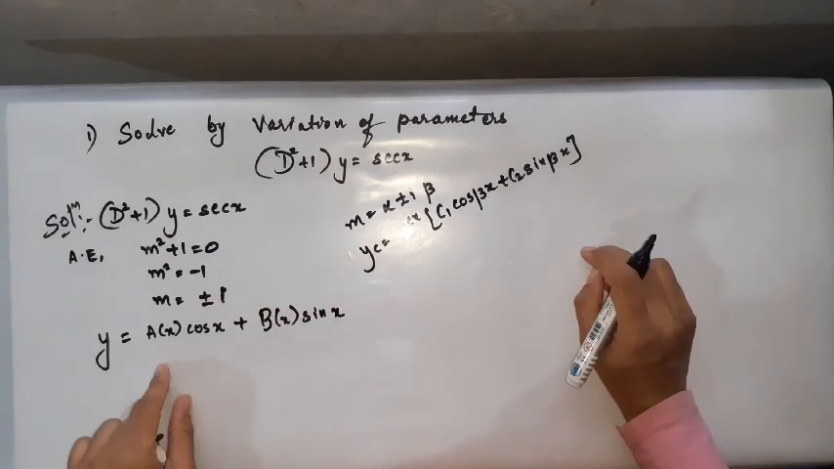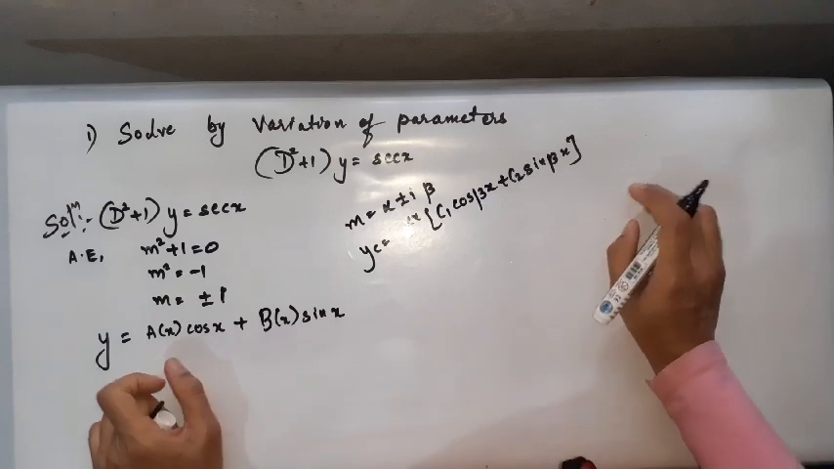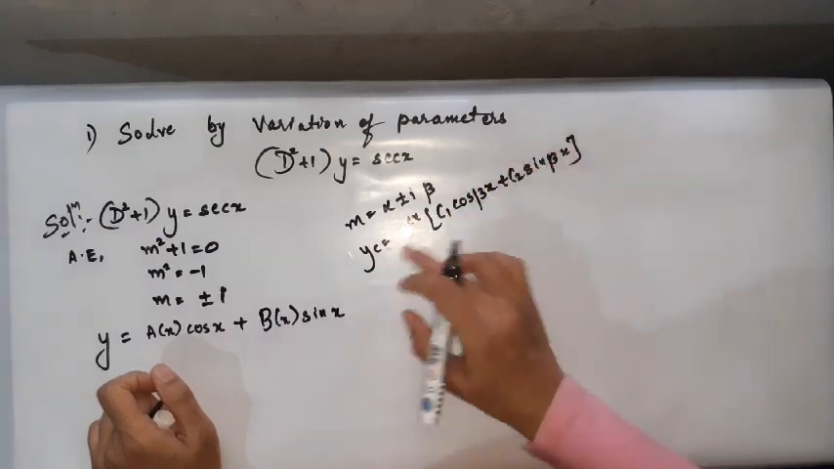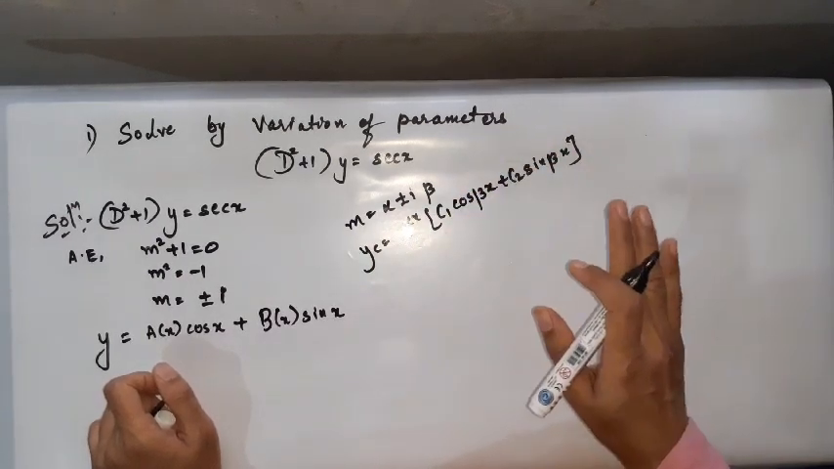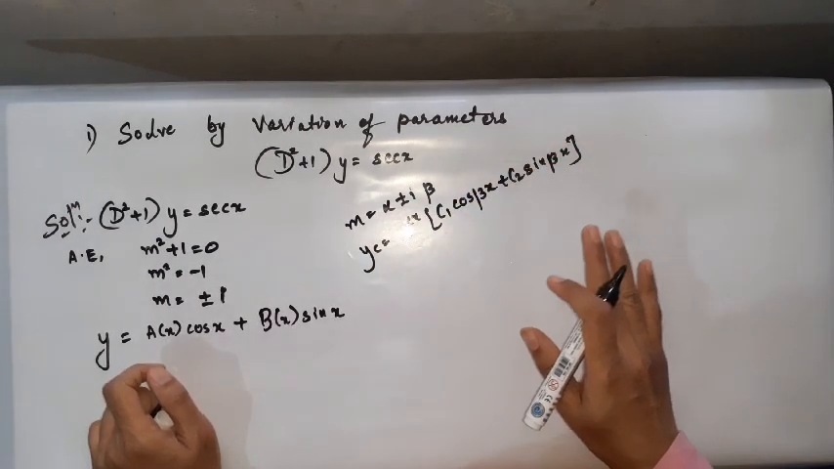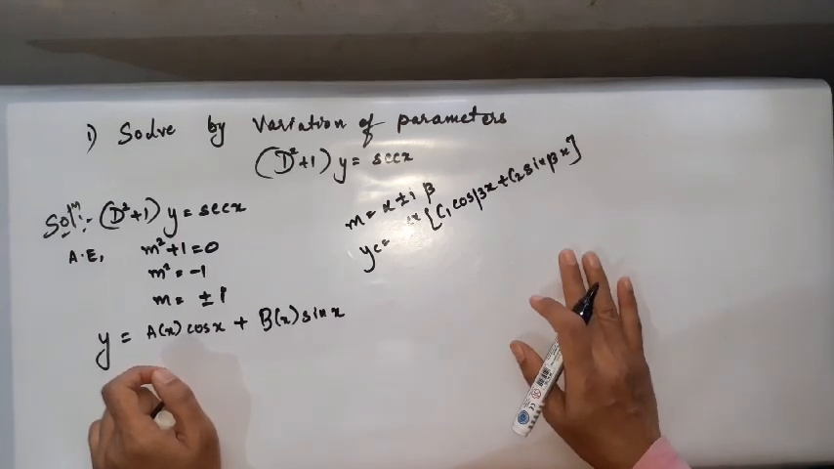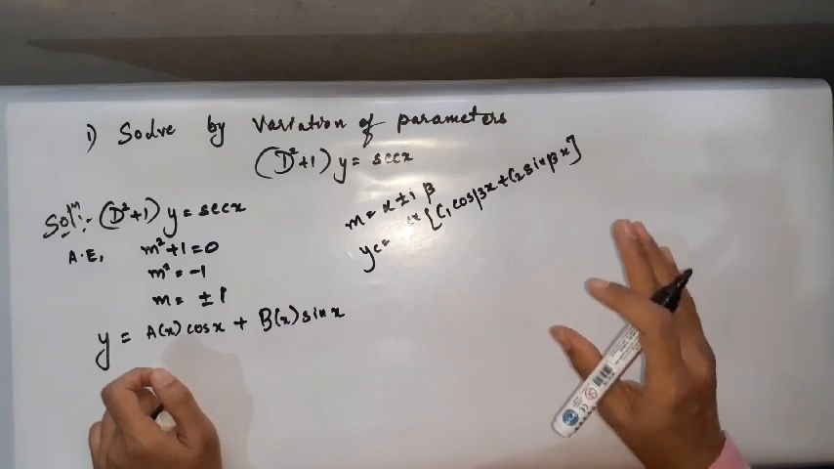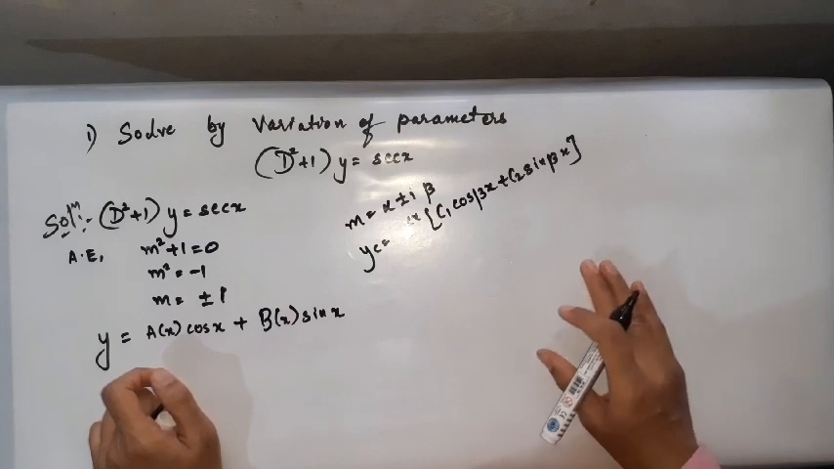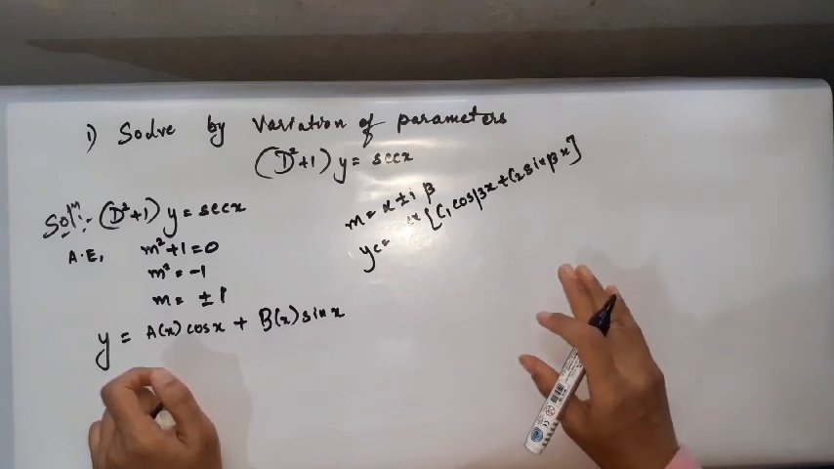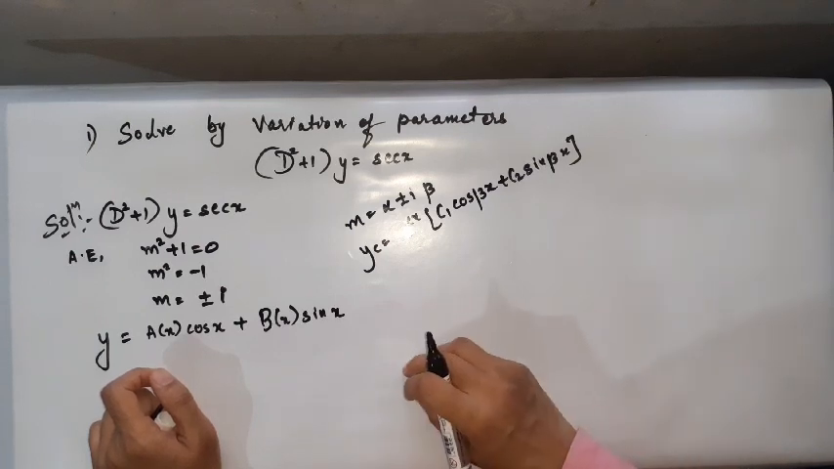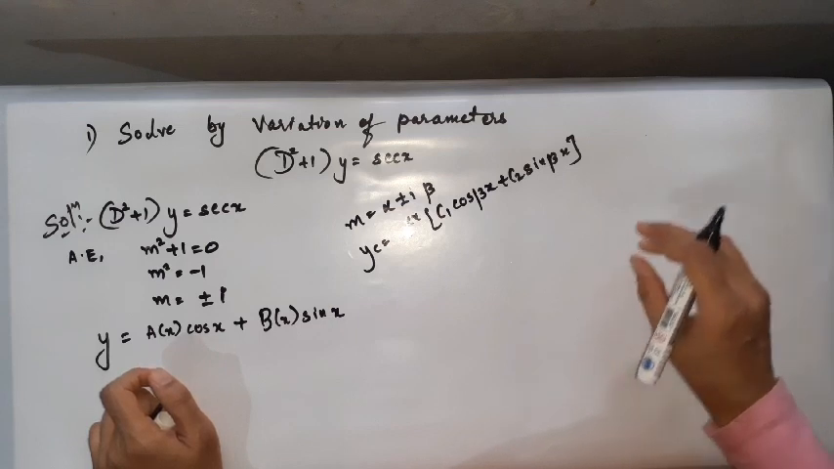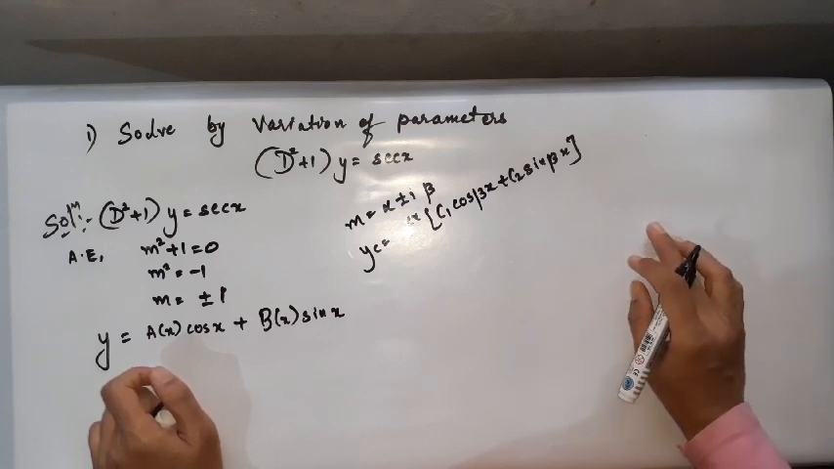I hope the point is clear to everyone. See, you have got the imaginary roots. Whenever you have imaginary roots, you write yc like this. But since this method is variation of parameters, we are not going to write the constants c1 and c2. We are going to replace them with arbitrary functions of x, one as a of x in place of c1 and another as b of x in place of c2. Is it clear to everyone?